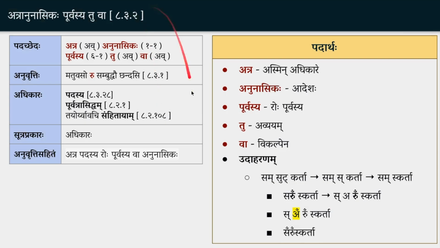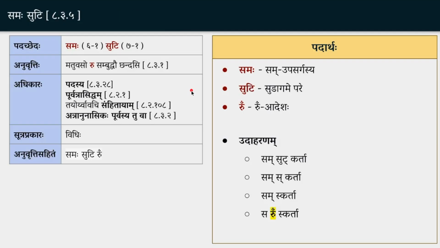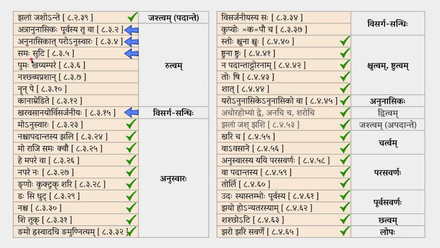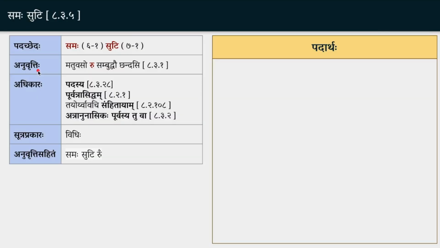So this action happens for each one of the sutrams in that list. If you see the list here, samaha suti, pumaha kayyam pare, in all these sutrams the ru is placed somewhere in the prakriya, and the moment ru is placed, the adhikara sutram kicks in and it makes the previous varna as anunasika varna optionally. Okay, so this is what we need to know.